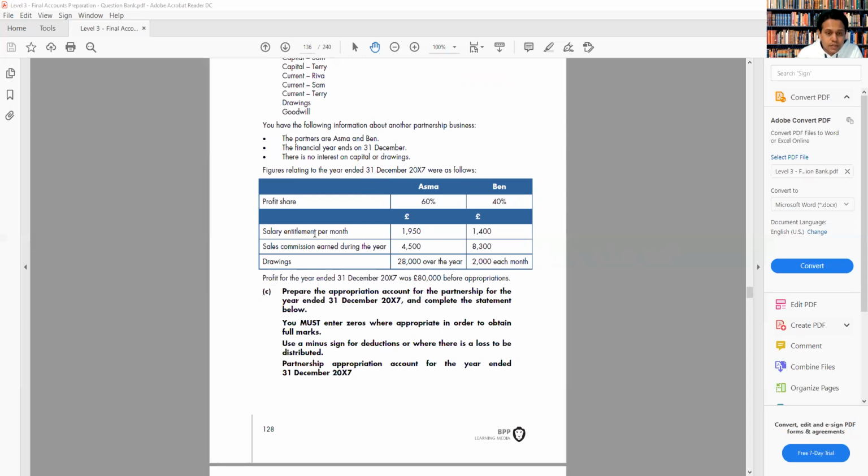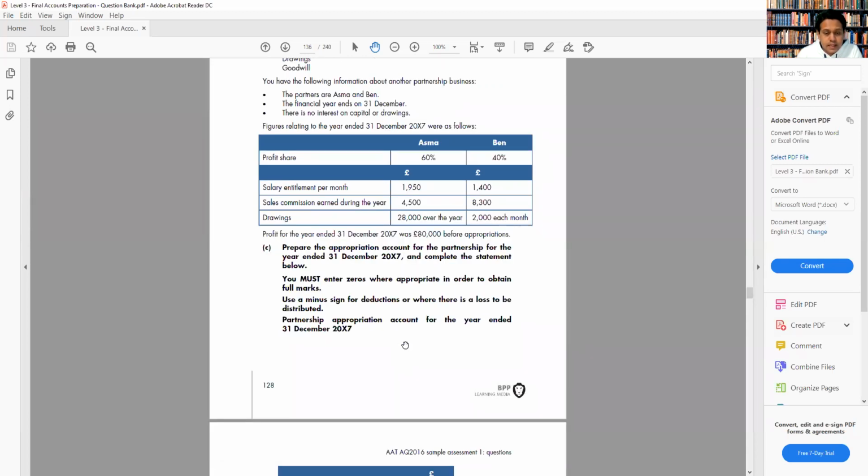Salary per month. So that means we have to multiply by 12. So 1950 for Asma and 1400 for Ben. Commission during the year 4500 for Asma, 8300 for Ben. Drawings 28,000 over the year and 2000 each month. So remember which information goes where. Remember, drawings is not relevant to your appropriation account. Profit for the year 80,000 before the appropriation.